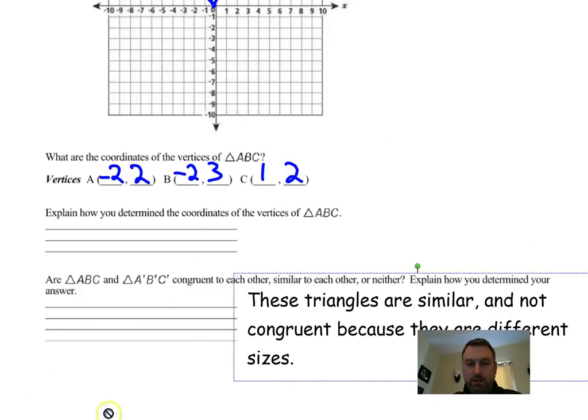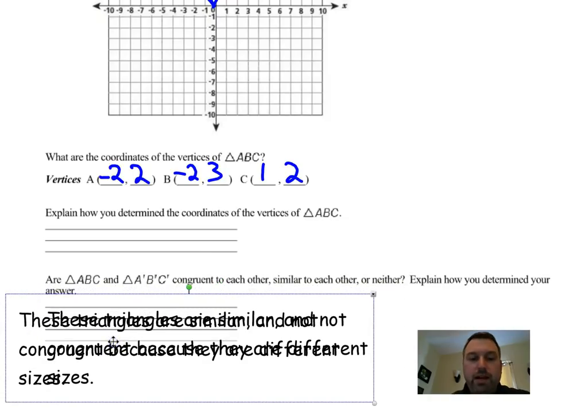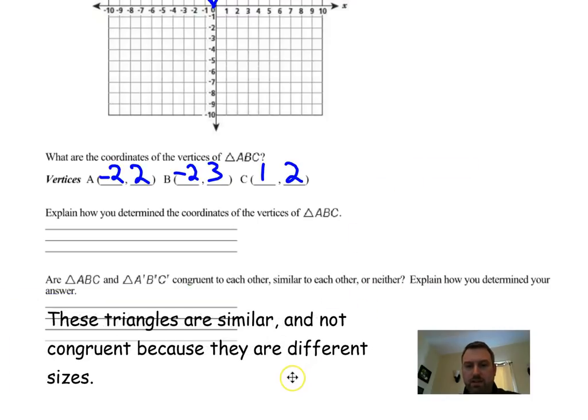Slide this up over down here. Come on. There we go. These triangles are similar, but not... What? Stupid thing. Delete. I'll delete you. I'll show you. There. These triangles are similar and not congruent because they're different sizes. So there you go. That's what you need for that one.